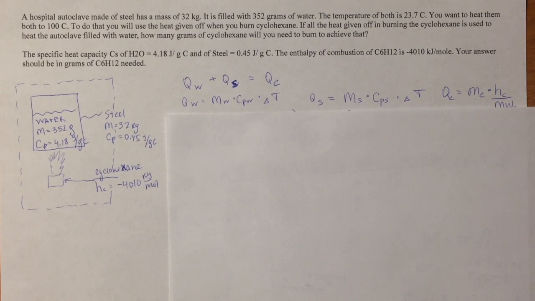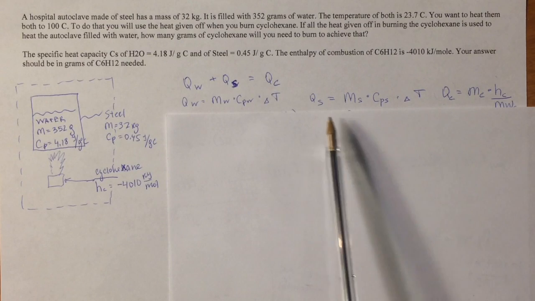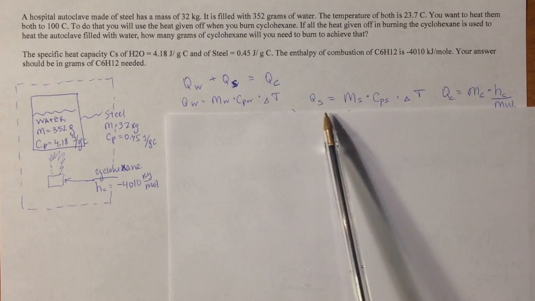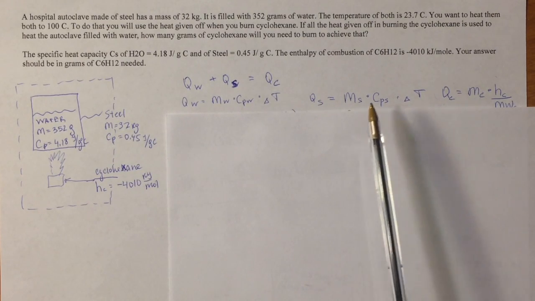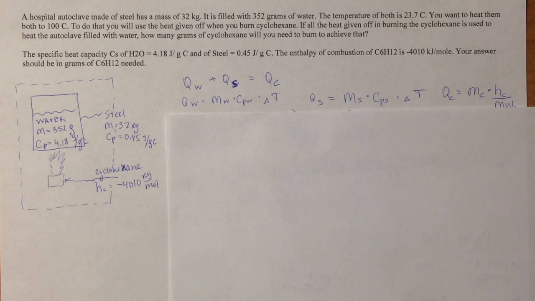To get the energy to be consumed by water there's the formula: mass of water times specific heat capacity of water times the difference in temperature. We'll do the same exact equation for the heat taken up by steel, which uses mass of steel, specific heat of steel, and delta T for steel.